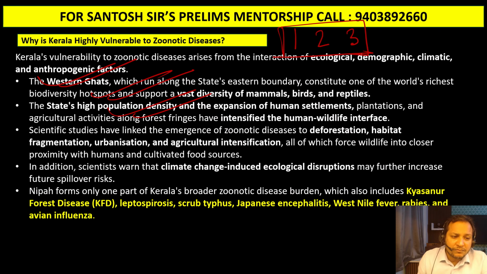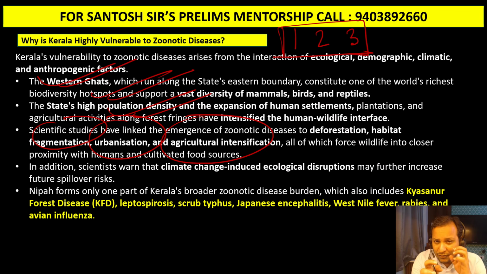Okay, so urbanization, fragmentation, and agriculture intensification are leading to close contact of animals and humans, because whenever there is close contact, there is a possibility that these pathogens will transfer from animals to humans. So this is important, guys.